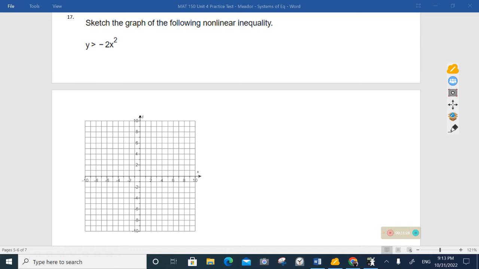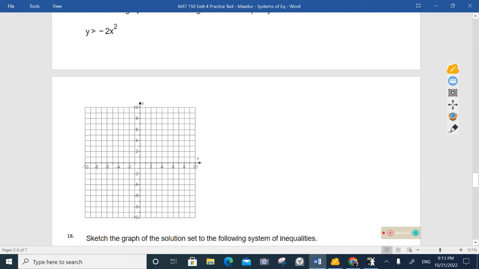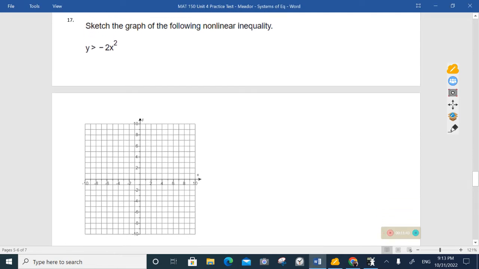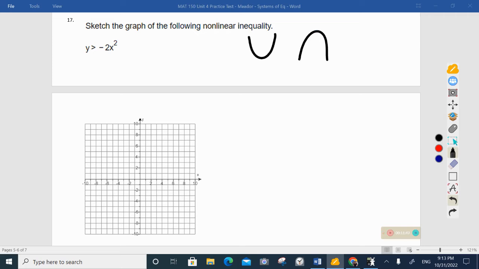We got question 17 here. It says sketch the graph of the following nonlinear inequalities. So we have a quadratic equation, which makes a parabola. So when you do your tool, select the parabola shape. That's a U shape. A parabola is either going to open up or down. They can go sideways, but I don't think they will in this test. This one's going to open down because your leading coefficient's negative.